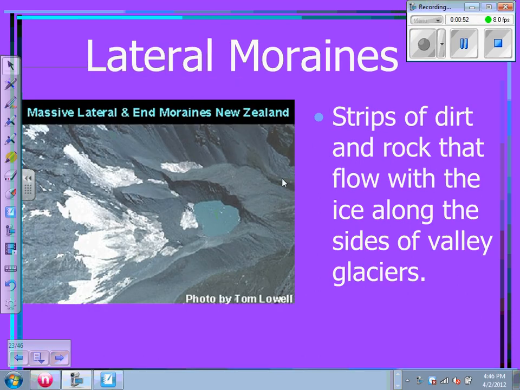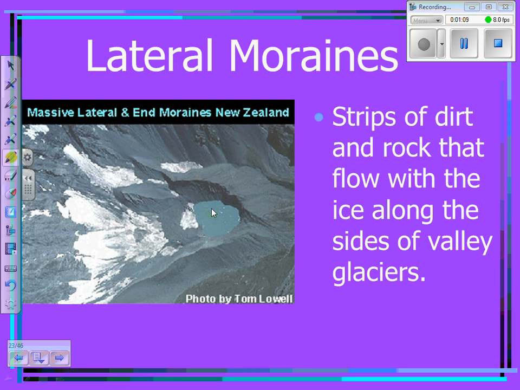First type of moraine you'll encounter is a lateral moraine, and this typically is strips of dirt and rock that flow with the ice along the sides of a valley glacier. And what they look like in this illustration here, at one time there was a lot more ice in this area, and along the edges here, we could even say there are some lateral moraines, along the sides of a valley glacier.